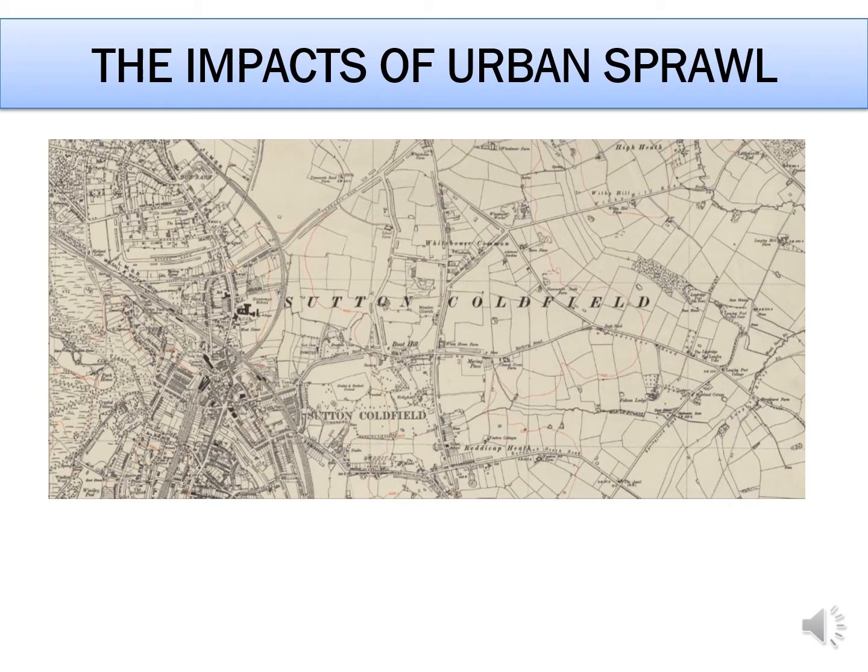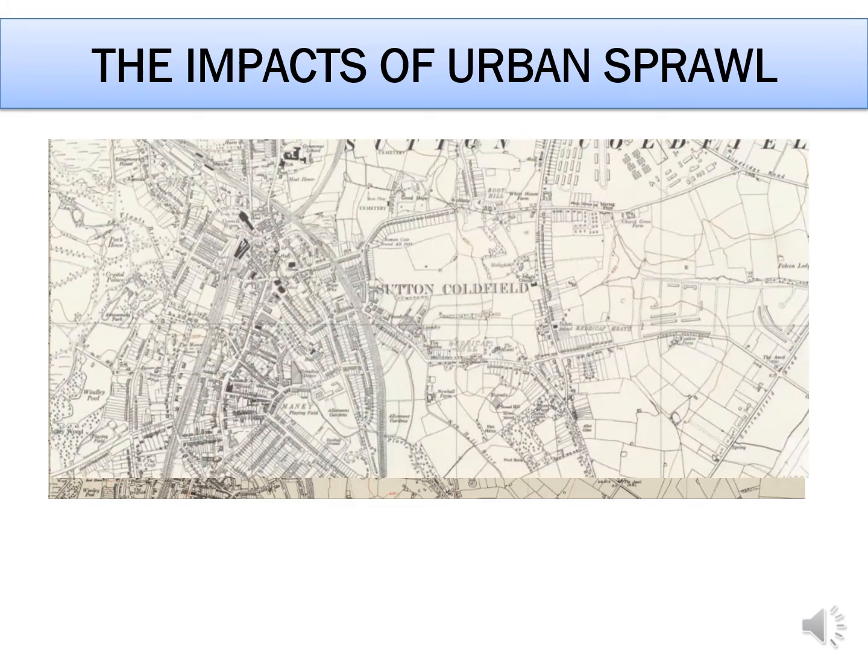For example, this second map was produced in the early 1900s. So we can still see lots of countryside, with perhaps a couple more buildings having been built on that area. In this third map, which was produced in the 1950s, we really start to see the impact of urban sprawl, because we can see a couple more roads having been built, and more importantly, we can see houses pretty much along all of those new roads that have been built across that countryside area.